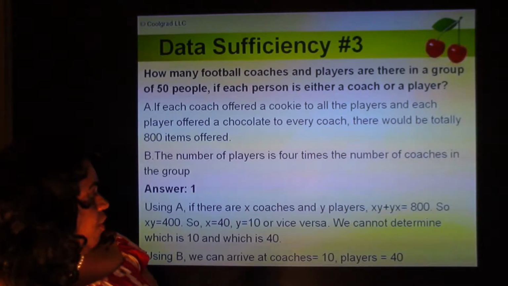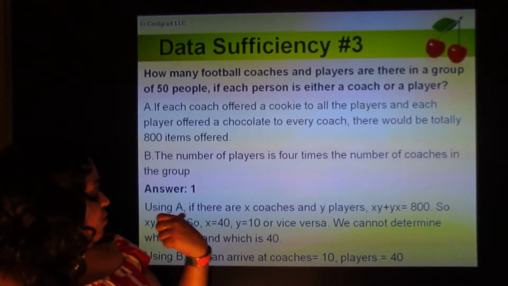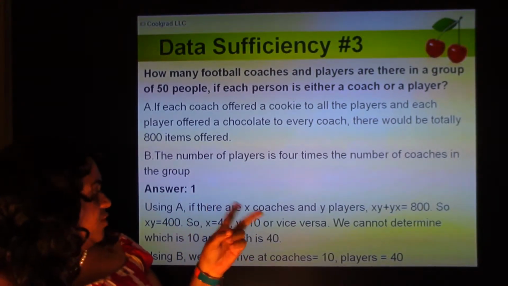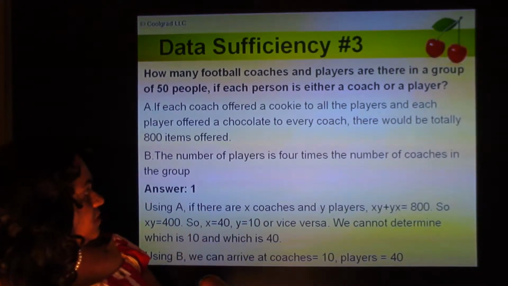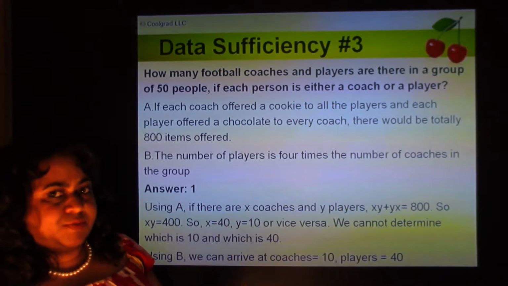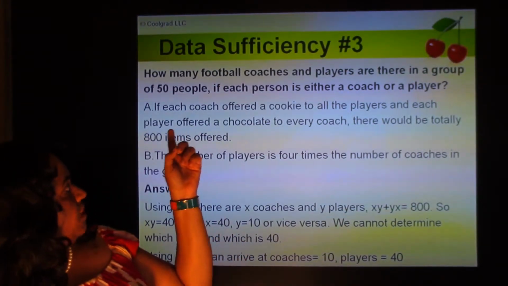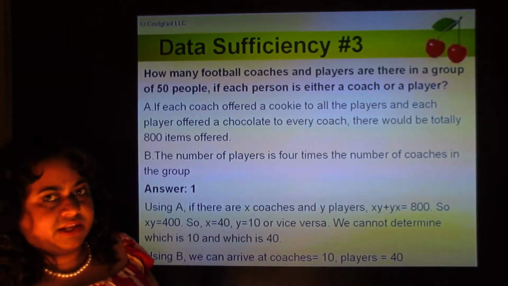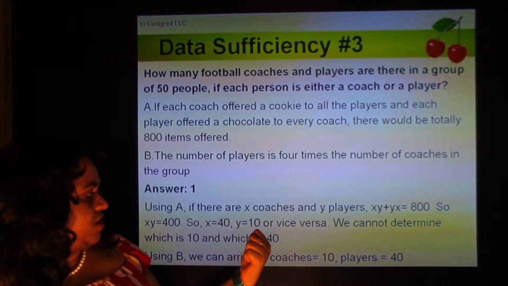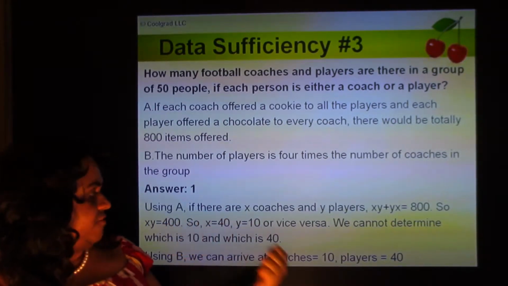Or we can have x is equal to 10, y is equal to 40. Or we can also have, say, x is 20, y is... we can't have x is equal to 20, y is equal to 20, because even though 20 times 20 is 400, the sum of x and y must be 50, right? There's totally 50 people. So either it's 40 players and 10 coaches, or 10 players and 40 coaches.